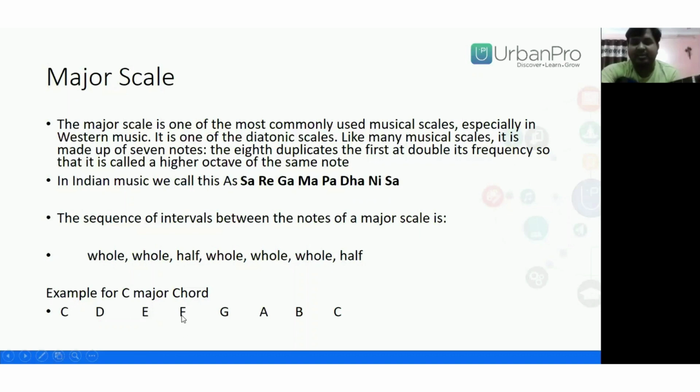From F, again a whole step, skipping F sharp, it will be G. Again from G, a whole step, it will be A. Again a whole step, it will be B, skipping A sharp. Now from B, you know that after B there is no sharp note, so you are going to C directly. So this is the C major scale. Based on that, you can predict the chords that you want to play. That I will teach you in the coming slides.